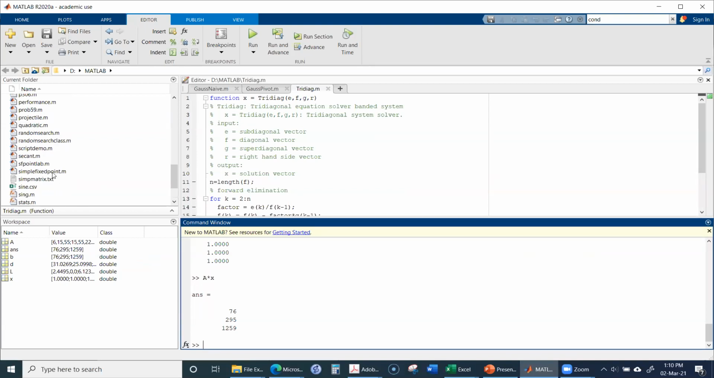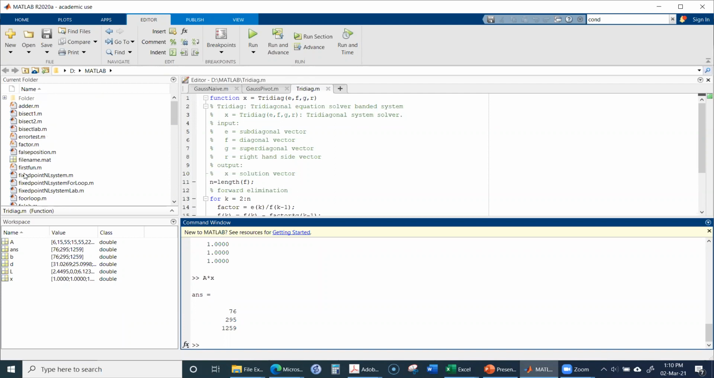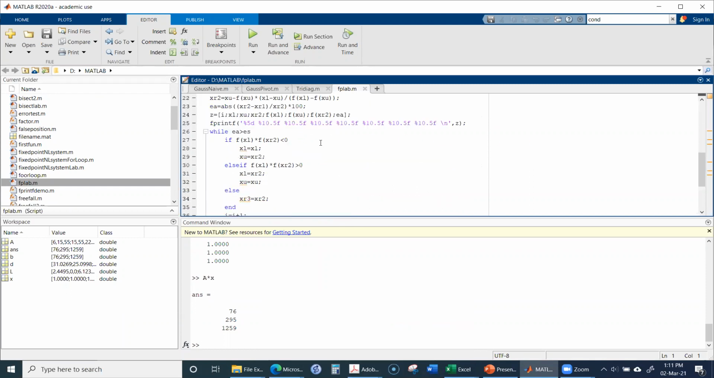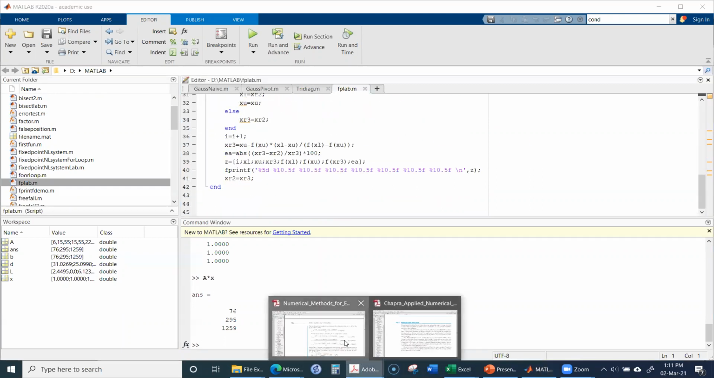Where was the fixed point? I don't know, maybe I shared it with you. I think last class I shared it, something like FP lab. So you can use this kind of script to develop the Gauss-Seidel method.